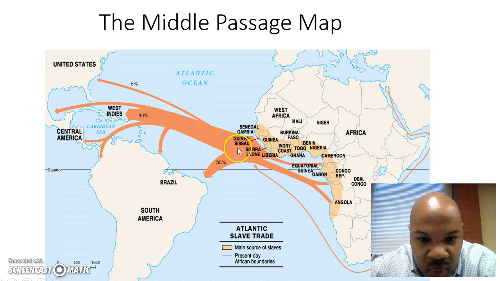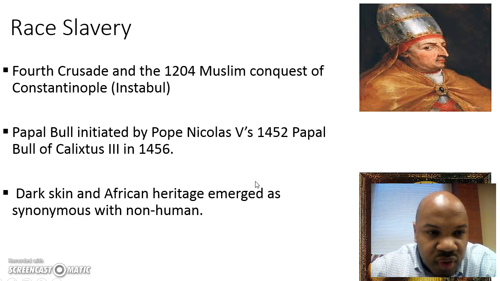This is another map that we want to give out. Again, 60% went to the West Indies, 35% went to South America. Brazil, to this very day, is the largest black community in the world. Okay. And of course, this is racial slavery.